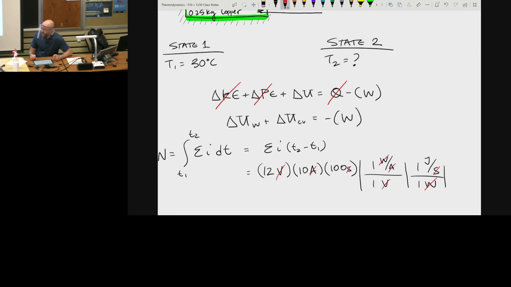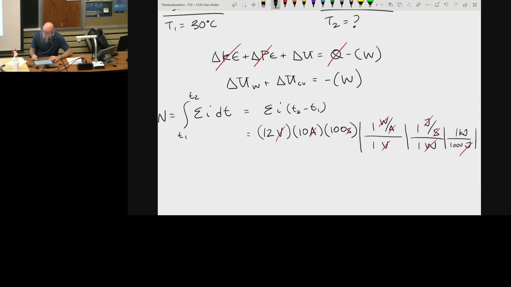But usually in thermo I'm going to deal with kilojoules, so I'm going to go here and say, okay, 1,000 joules is 1 kilojoule. And when I go through, now I have units that I want here, and I do this multiplication, actually this 10 times 100 is 1,000, and so it ends up that my answer here is just 12 kilojoules.